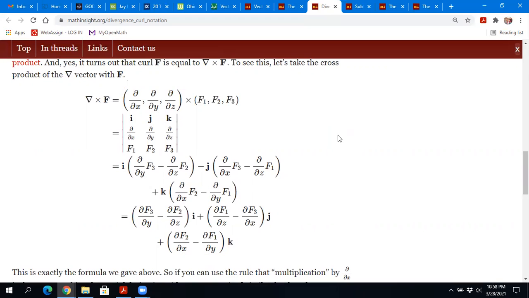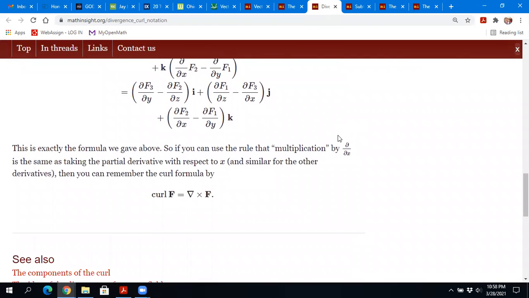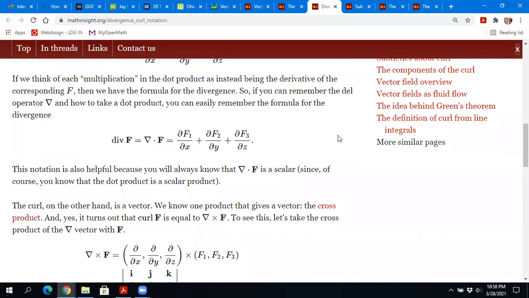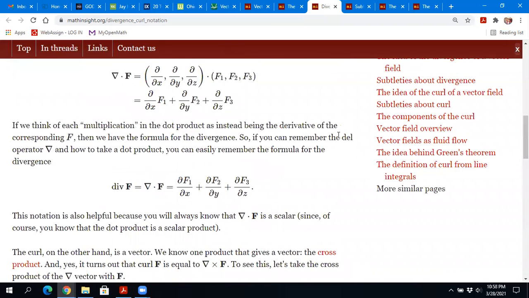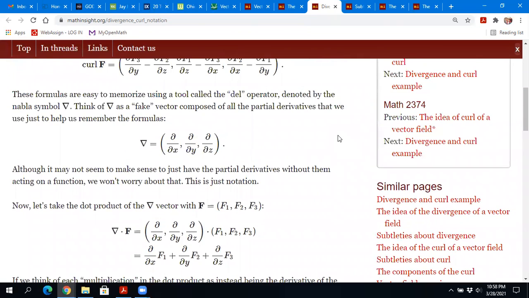Still, the curl feels a little bit mysterious. We know it has something to do with rotation of a vector field, but what is going on exactly? Well, we'll talk about that pretty soon. So again, curl of f is just del crossed with f, and divergence of f is just del dotted with f, where del is this special operator that we just use as an aid to memory. And like I said, you can even use it to help you remember the formula for the gradient.